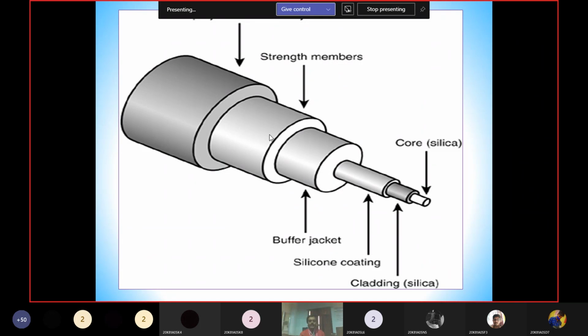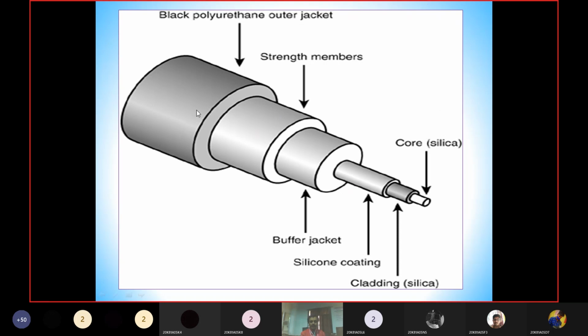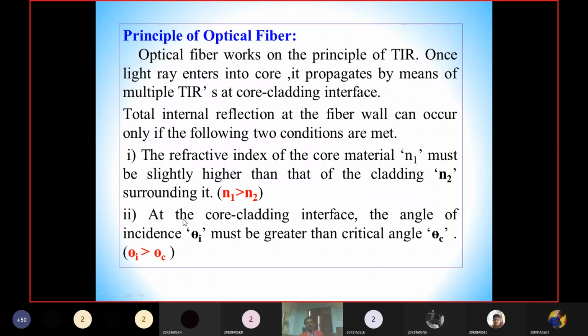The strength membranes provide tensile strength to the optical fiber. And one more is the polyethylene outer jacket. It protects and provides tensile strength as well as toughness and bending strength also. So this is about the different parts of the optical fiber.